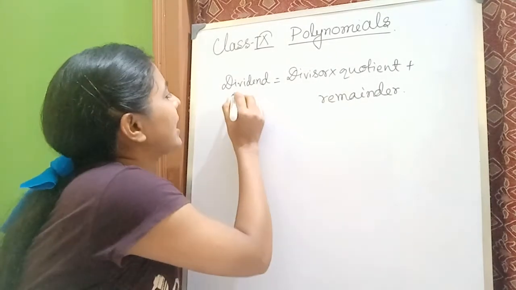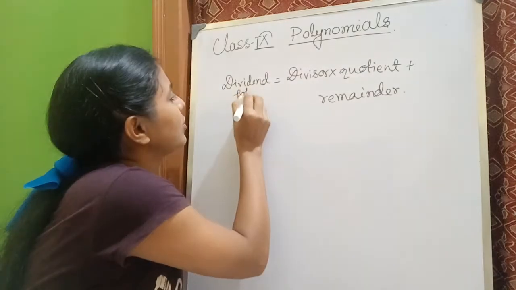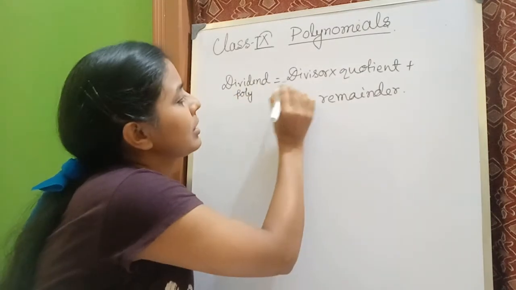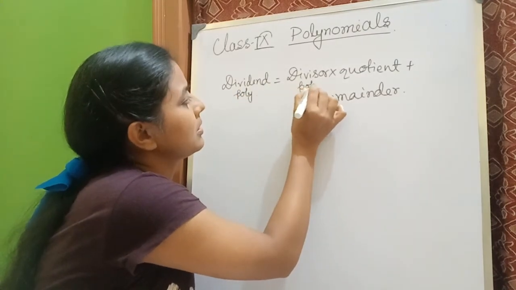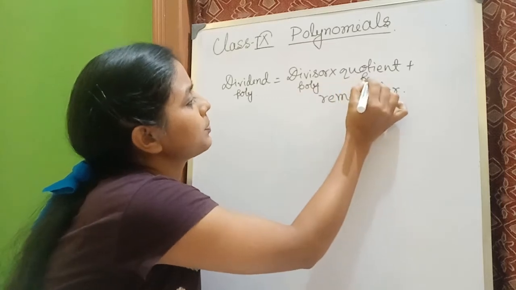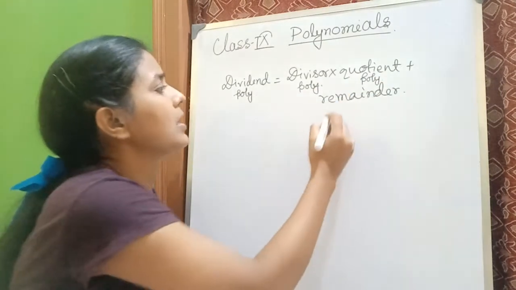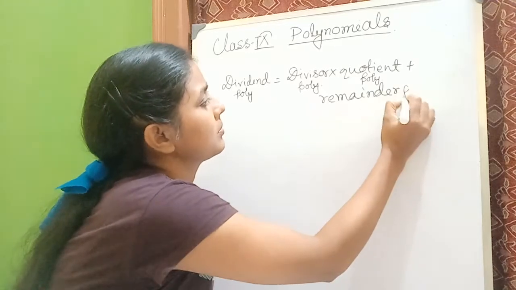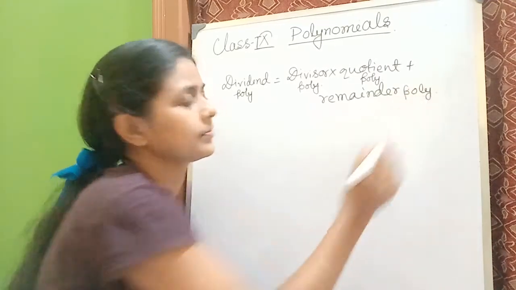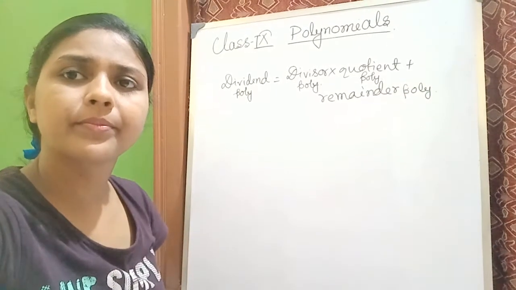Only what we will be writing is: dividend polynomial equals divisor polynomial into quotient polynomial, I am writing in short form, plus remainder polynomial. Okay?